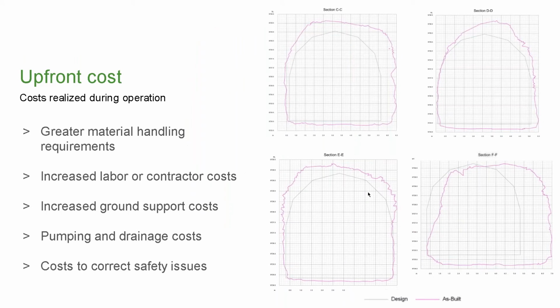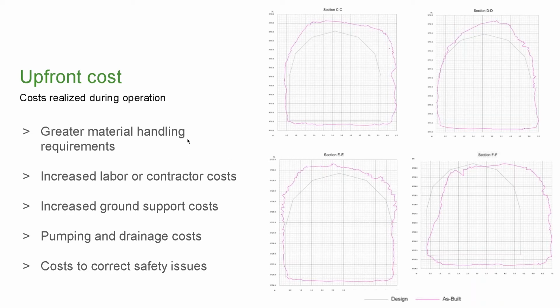Upfront costs. We'll realize these typically during operations. In the images or the screenshots on the right, you can see the as-built is indicated with a pink line, whereas the design is a faint gray line. Overbreak seems to be an issue with nearly every one of these sections. You can see in the back, we've extended beyond our design quite a bit, and in section FF, we've deviated to the right quite a bit.